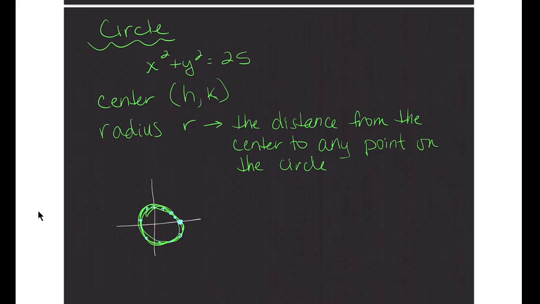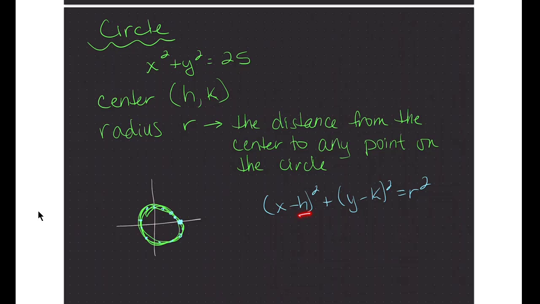So if we think of our problem that we had up here, x squared plus y squared equals 25, our center was at 0, 0, and our radius is 5. So when it comes to the official equation for a circle, we write it as (x minus h) squared plus (y minus k) squared equals r squared, right?